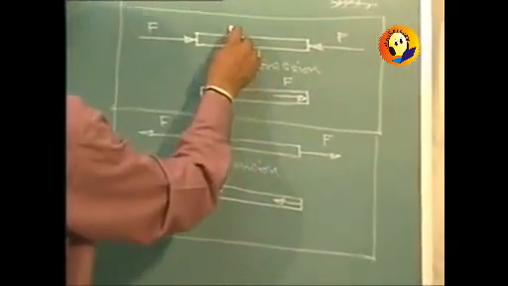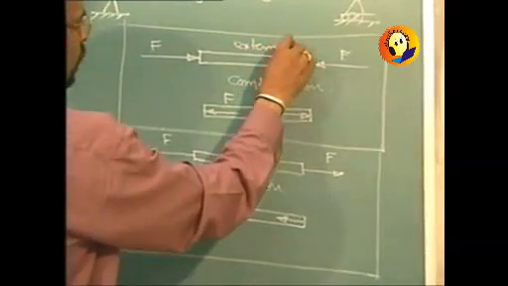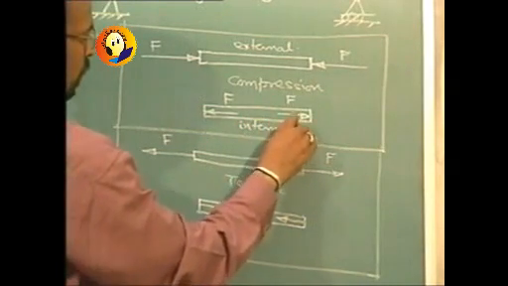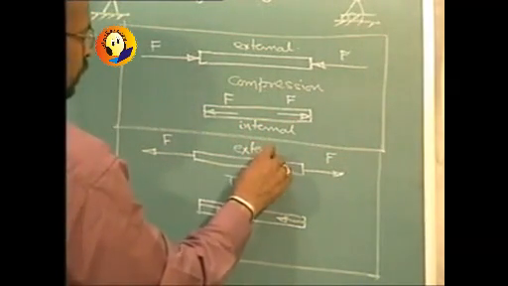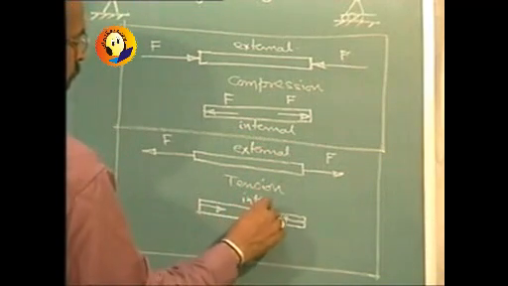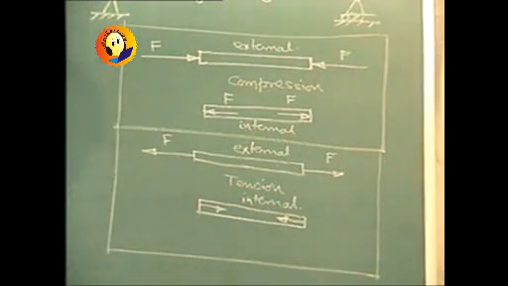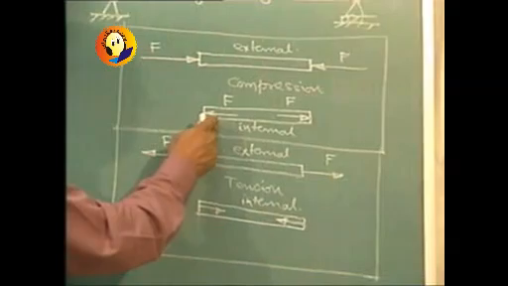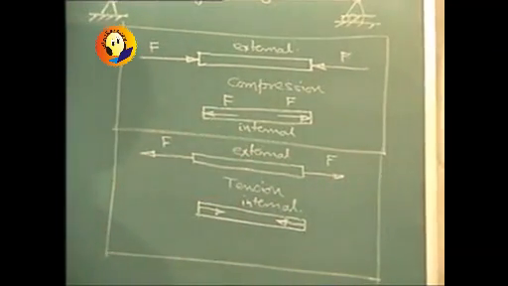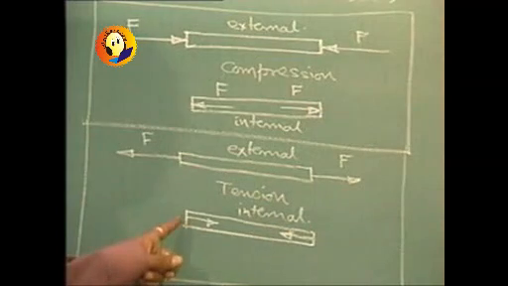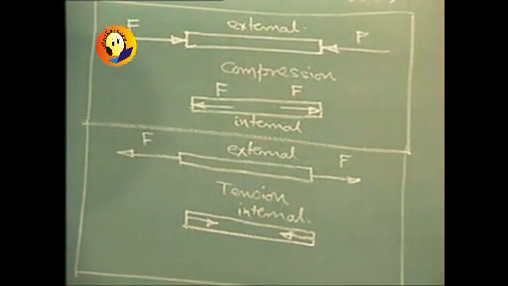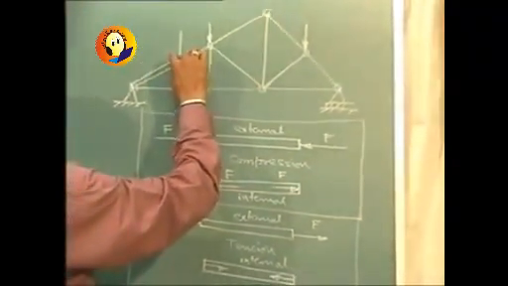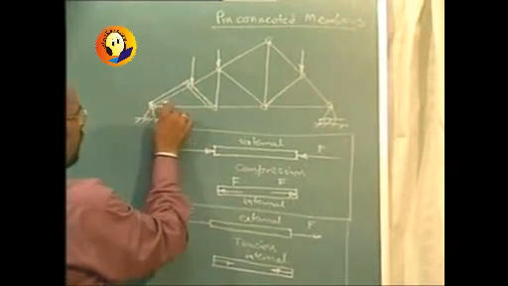Now what I have shown over here are the external forces, and this is the internal force. Again, this is the external force, and this is internal. In other words, if the member is in compression, then the internal forces will be acting towards the end, and if the member is in tension, then the internal force will be acting away from it. So these are the members which we are talking of over here. This is one member, this could be another member, this is the third member, and so on.